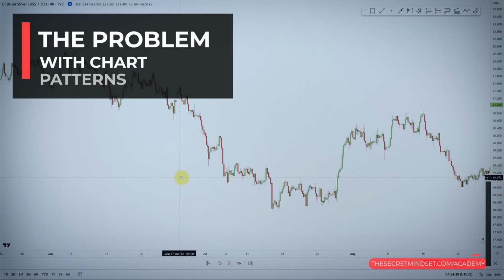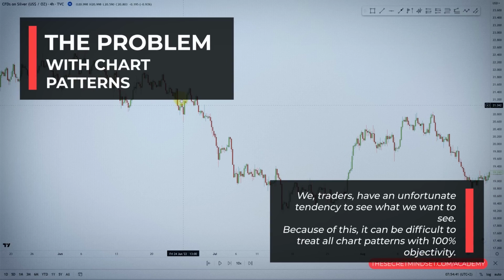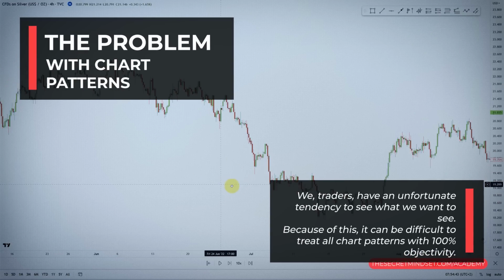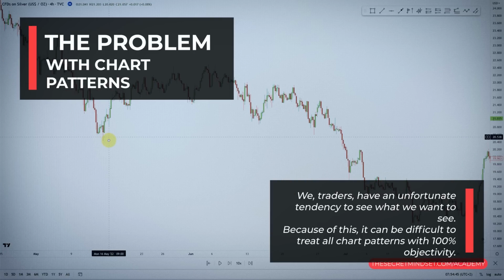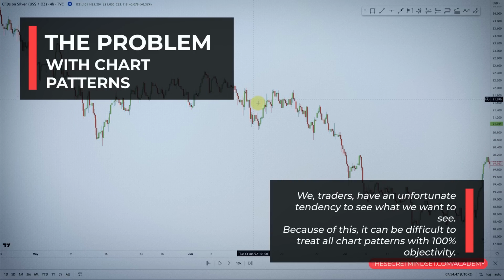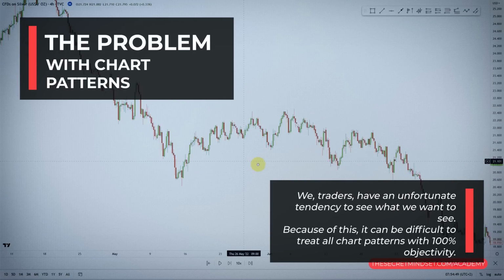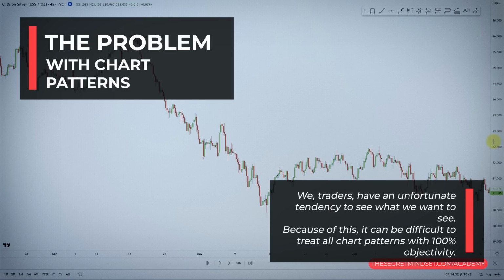And here's the main problem with chart patterns. We traders have an unfortunate tendency to see what we want to see. Because of this, it can be difficult to treat all chart patterns with 100% objectivity.